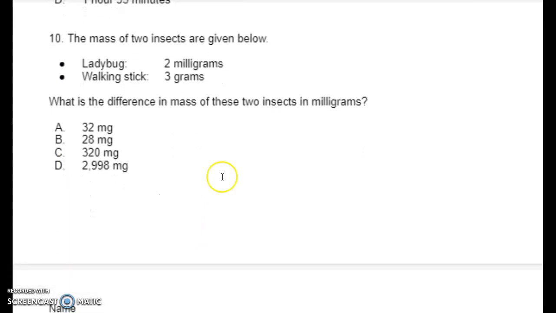Number 10. The mass of 2 insects are given below. A ladybug, 2 milligrams. A walking stick, 3 grams. What is the difference in mass of these 2 objects in milligrams? A, 32 milligrams. B, 28 milligrams. C, 320 milligrams. D, 2,998 milligrams. Be sure to reference your STAR chart for any conversions questions.